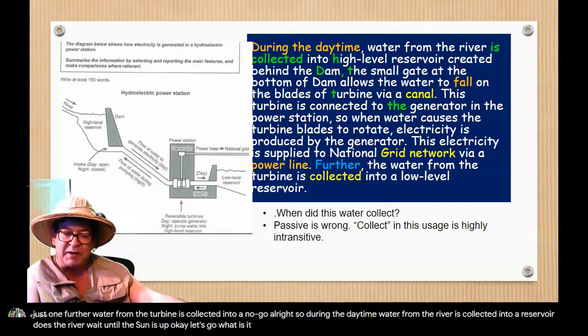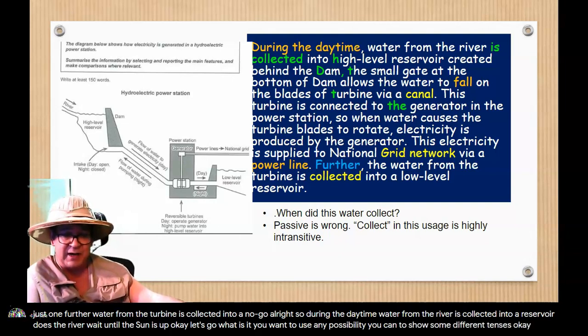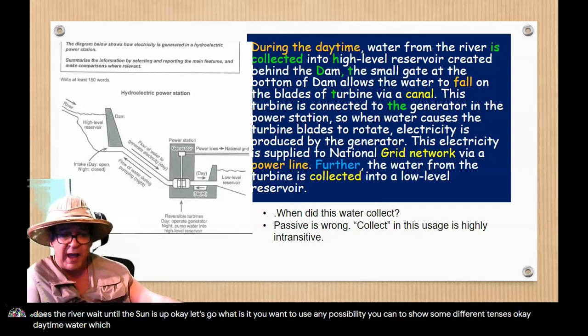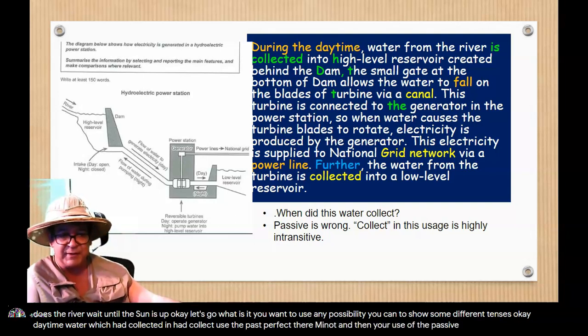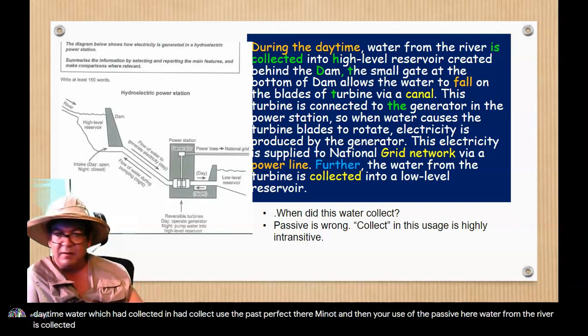Water, you want to use any possibility you can to show some different tenses. Okay? Daytime, water, which had collected, use the past perfect there. And then your use of the passive here. Water from the river is collected. By who? Who's collecting it?